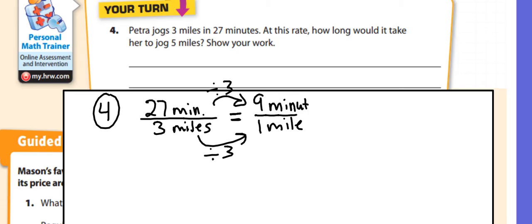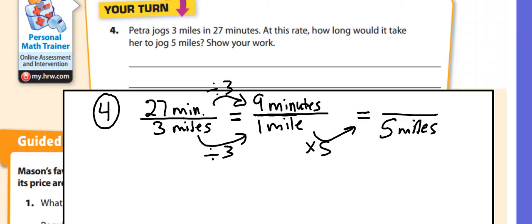Now, you might think to yourself, well, Mr. Smith, you're just not answering the question. The question didn't ask for how many minutes it takes her to run 1 mile. It asks how many minutes it takes her to run 5 miles. And I would say precisely, because now I can very easily multiply the second term by what to get 5 miles, because that's what I want to know. How long does it take her to run 5 miles? Well, I can just multiply by 5. And if I multiply the second term by 5, I need to multiply the first term by 5. 9 times 5 is 45 minutes.